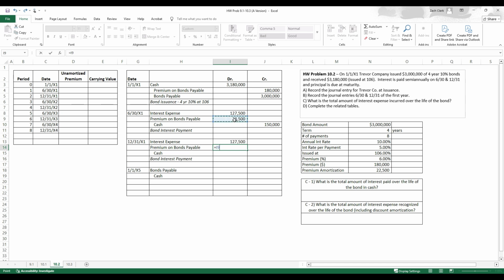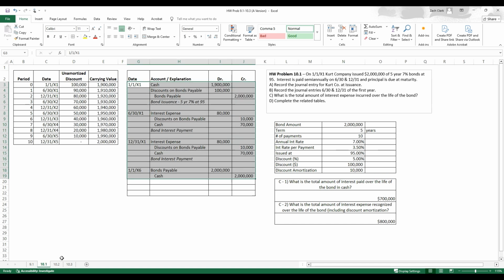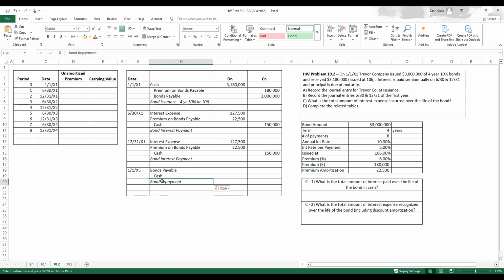We're doing straight line amortization of the premium. So again, it's the same every single time. And then when we repay the bond, I never put in my, let's see, I'll just put in this real quick. Repayment. And that's going to be the same type of entry there at the end. And when we repay the bond, we're repaying the 3 million. We don't have to repay the 180,000. It's just the 3 million that we are repaying.